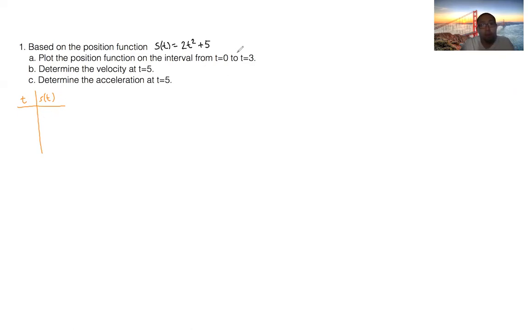And so in this case, we're plotting on an interval from 0 to 3. So t is going to go from 0, 1, 2, and 3. And so when you evaluate this function, 2t squared plus 5 at 0, that's going to give you an output of 5. When you evaluate t is equal to 1, you're going to get 1 times 2, which is 2, plus 5, which is 7. When you evaluate at 2, that's 2 squared, which is 4, times 2 is 8, plus 5 is 13. And then when you evaluate at 3, 3 squared is 9, times 2 is 18, plus 5 is 23.